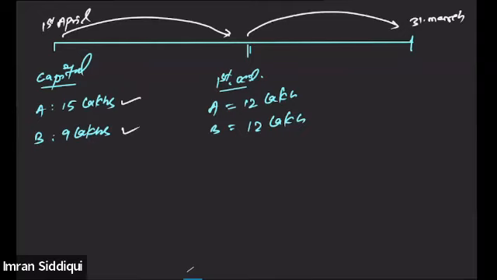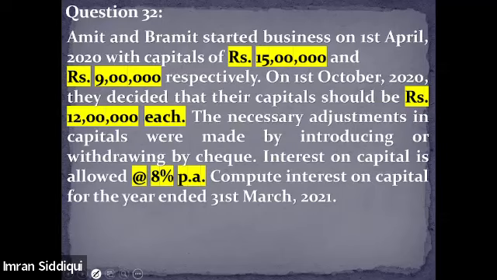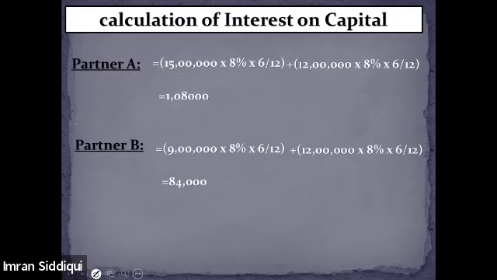Yes, sir. Okay. So in order to do the calculation of interest on capital, let me show you the solution. We'll first of all calculate interest at the rate of 8% per annum on 15 lakh into 6 by 12 for the 6-month period, and for the rest of the months we calculate 8% interest on 12 lakh.